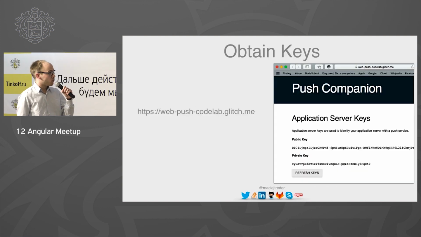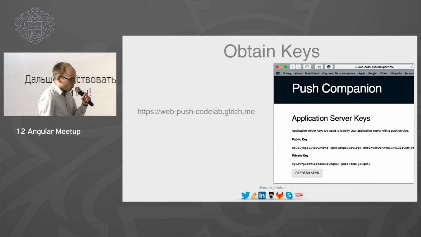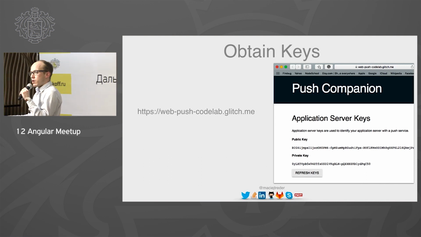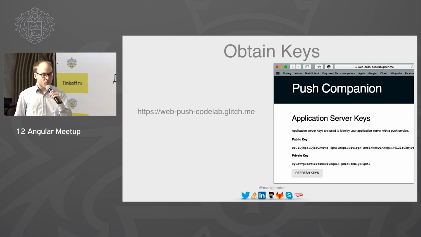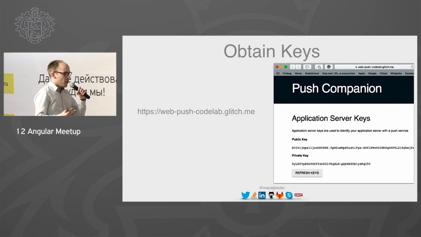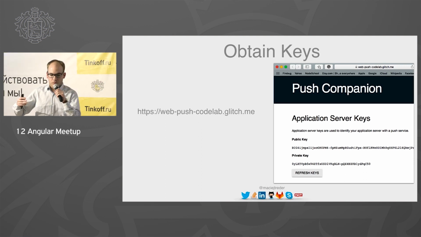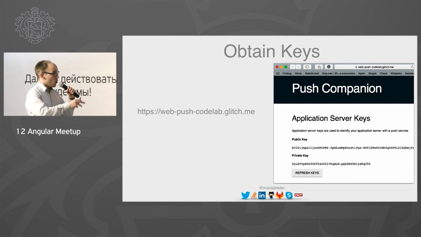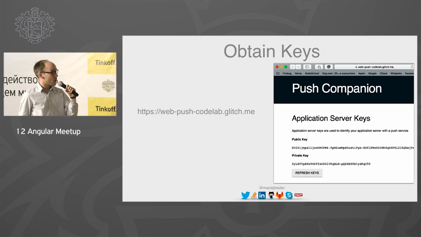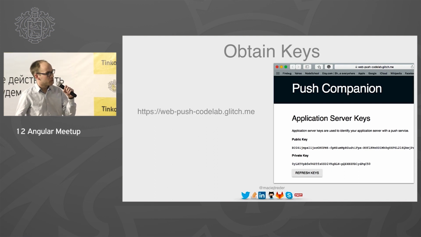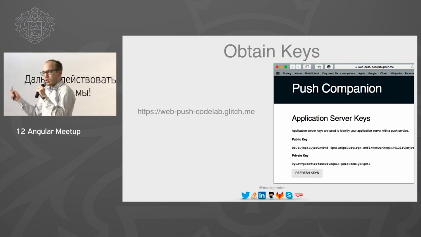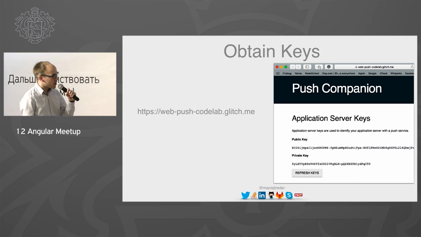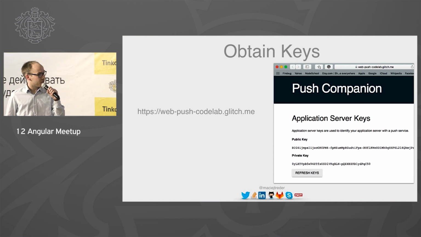Okay, so what do we need to do to send push notifications to our clients? First of all, you need to generate a pair of keys. These keys are provided by the push server provider. You can navigate to this website. There is just one click, download your keys, and then start working with them. The private key will be needed on the server side, the public key on your client side.